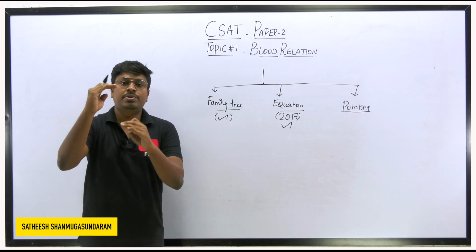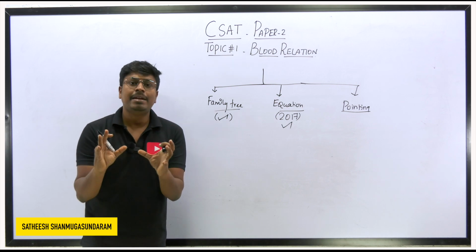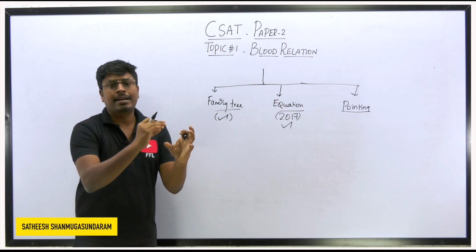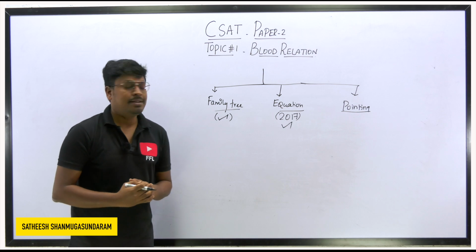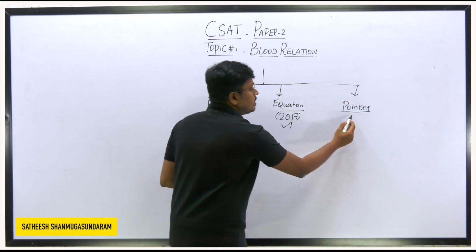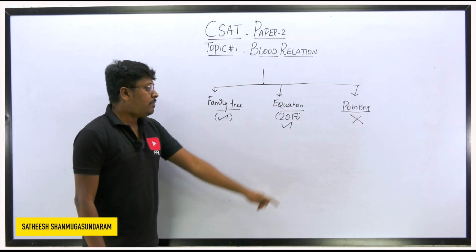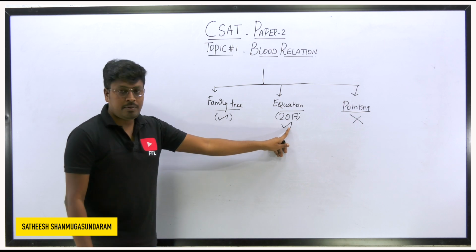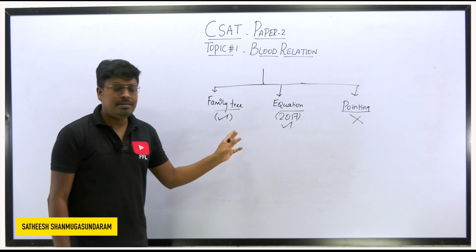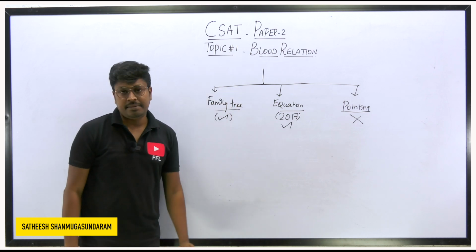That is, they usually give you a passage. Based upon the passage, you need to draw a family tree diagram, and based upon the diagram, you need to answer the question. That is called a family tree, and not even one question has been asked in the area of pointing to a photograph. Got it? So only in one year they asked a question on equation, and in all the remaining years you can see questions only on the concept called family tree.